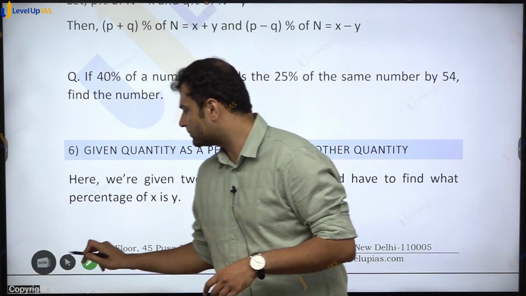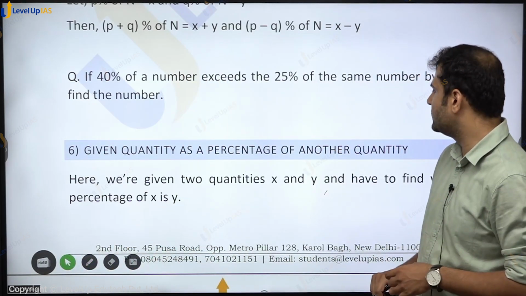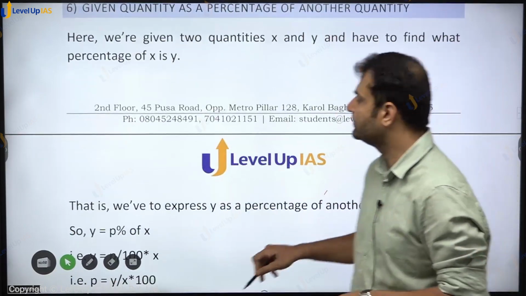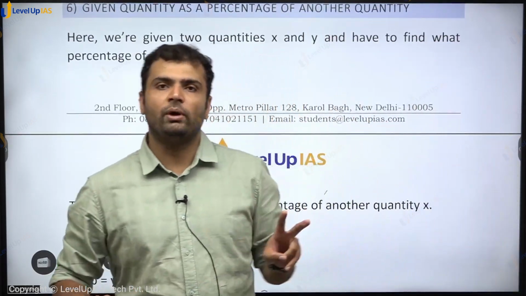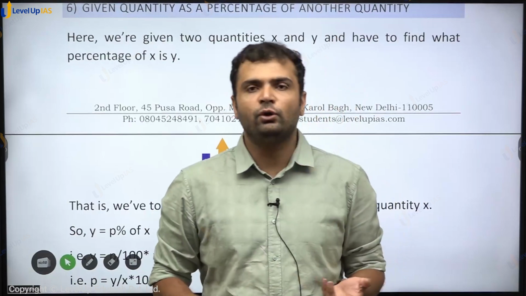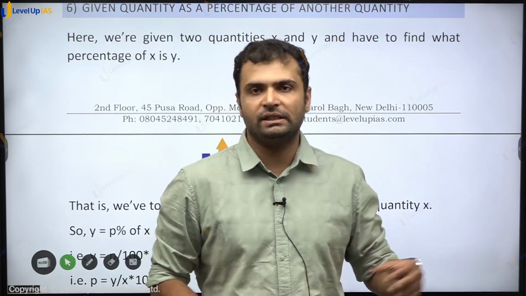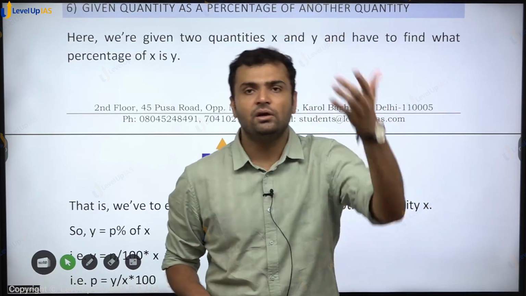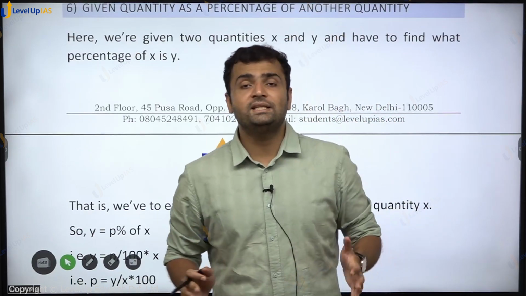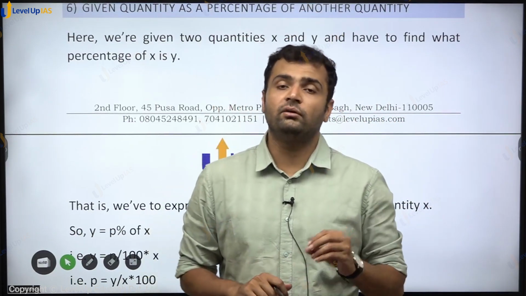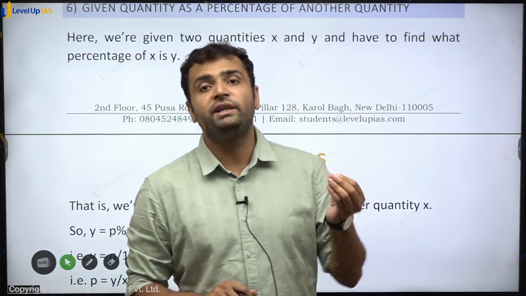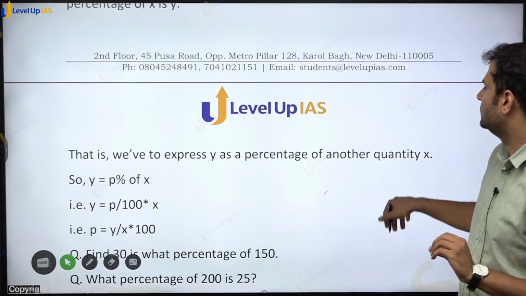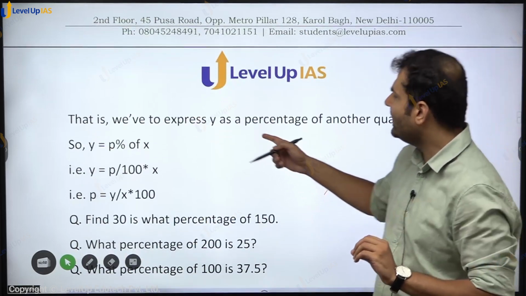Then next question. Given quantity as a percentage of another quantity. Fine. Now here we are given two quantities. Let us say x and y. We want to find out what percentage of x is y, or what percentage of y is x. In both cases the answer will differ. Why? Because we are changing the base. We are looking at the quantities from a different perspective. So we have to express, let us say, y as a percentage of x.